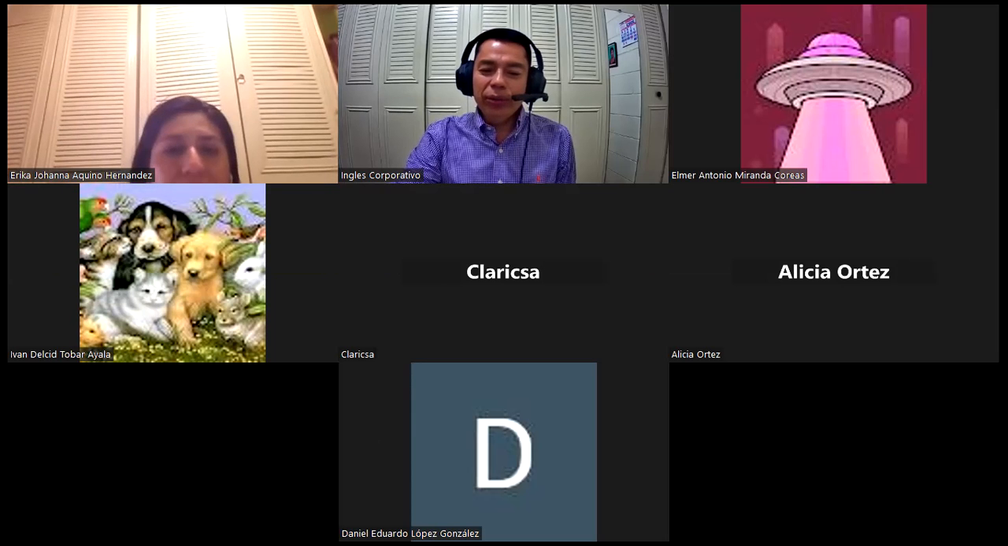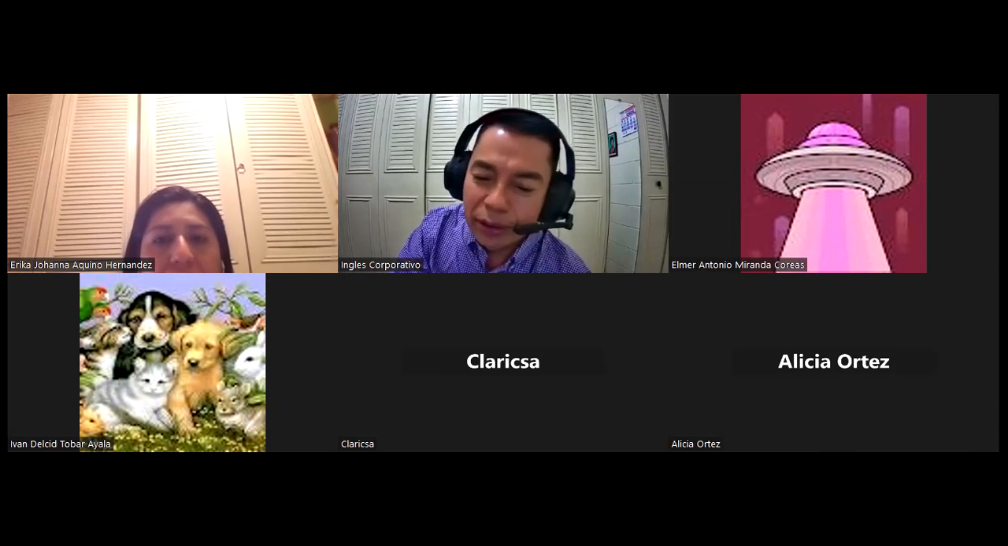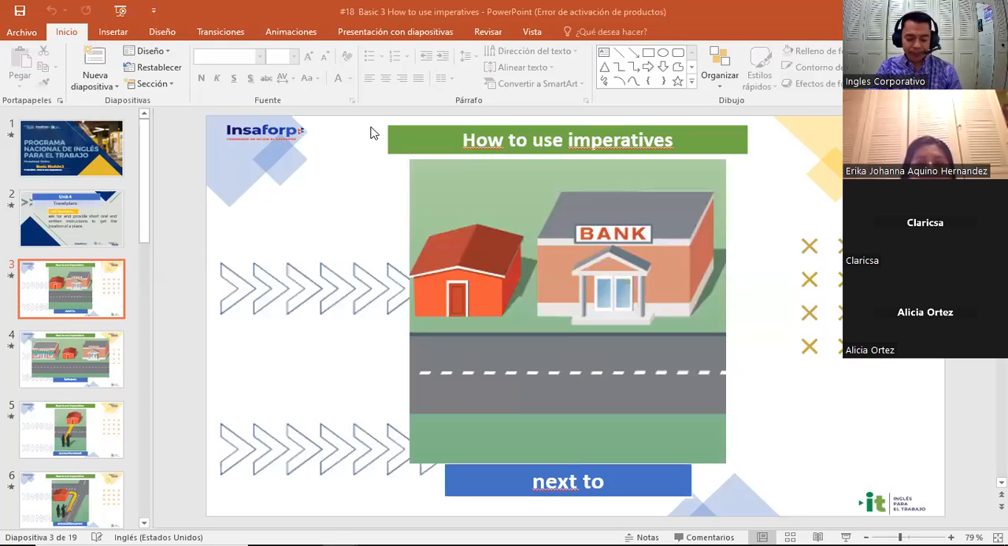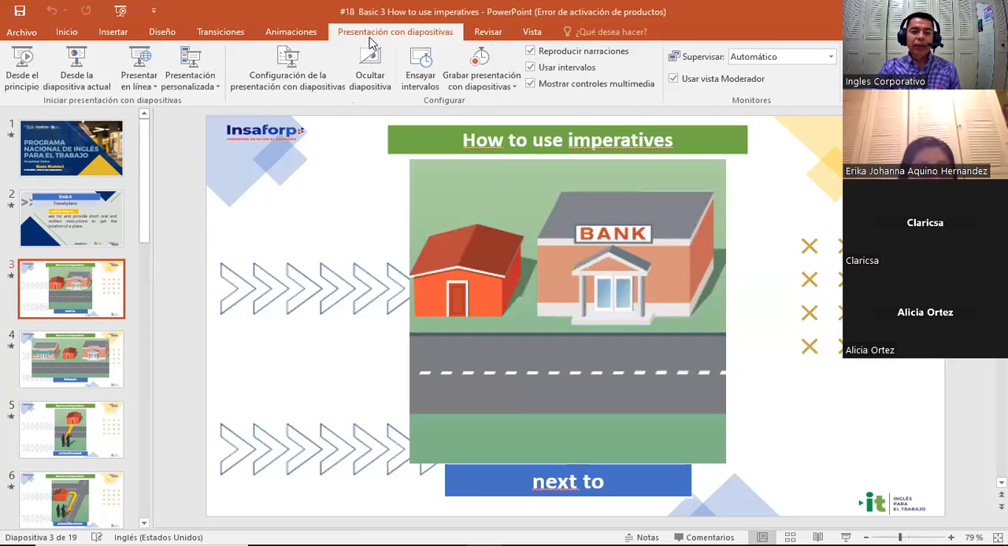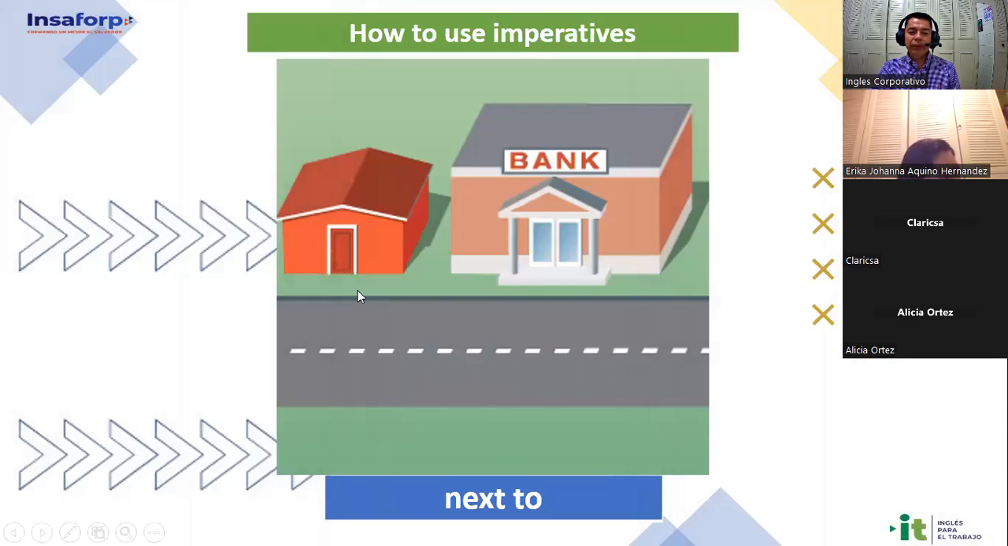To start, we're going to review how to give directions. Instructions to get to a place, right? This is the same objective we were watching last time: ask for and provide short oral and written instructions to get the location of a place. Now let's review how to use imperatives and directions.